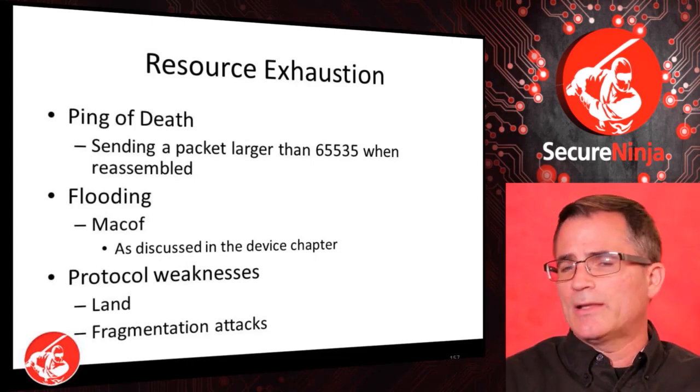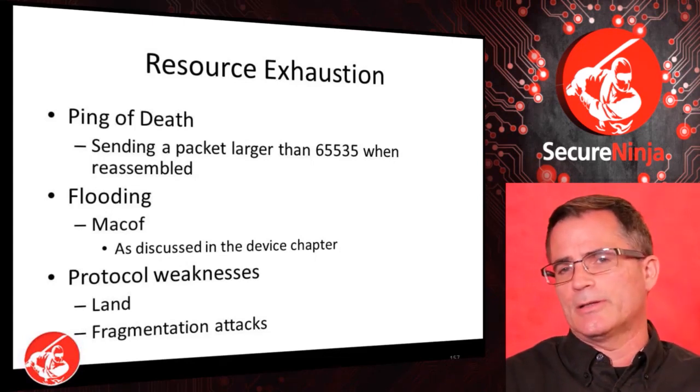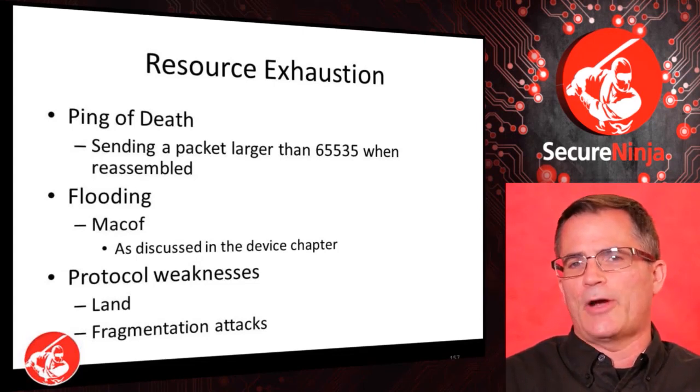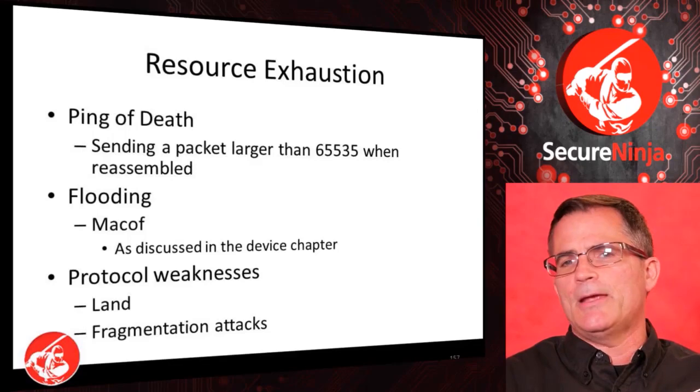Protocol weaknesses. We had the land attack and we had fragmentation attacks. Fragmentation attacks work because the device has to put the fragments together. And in TCP, order is not guaranteed. Reliability is guaranteed, but order is not. And order does not matter. I can send out packet number 10,000 before I send out packet 5. That's just the way TCP works. So the destination receives all these fragments and has to put the fragments back together.